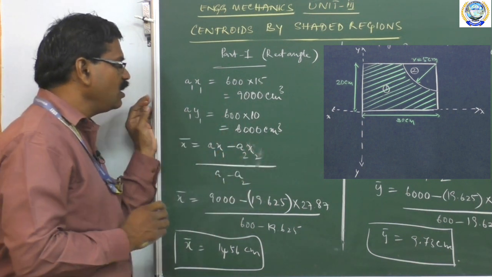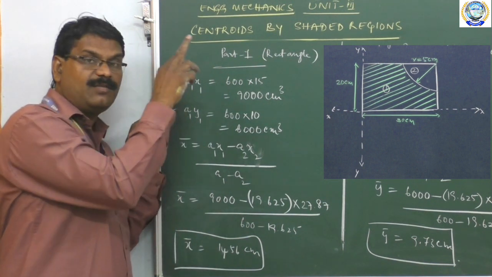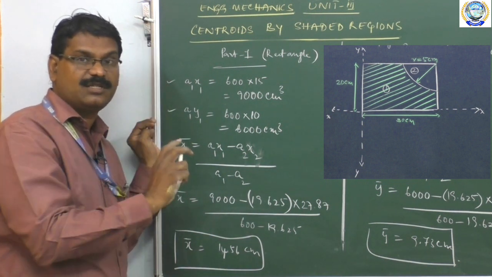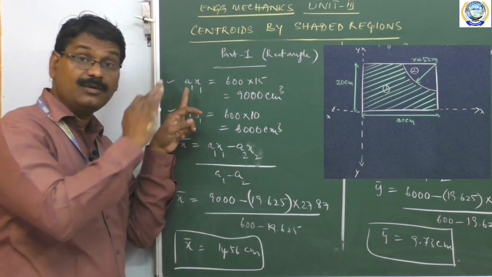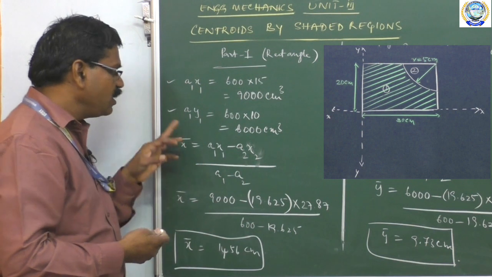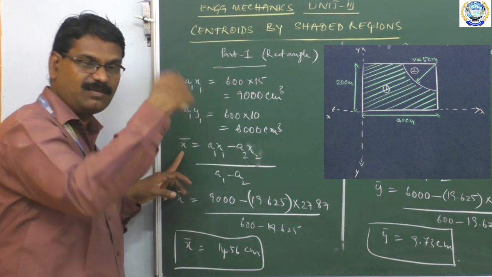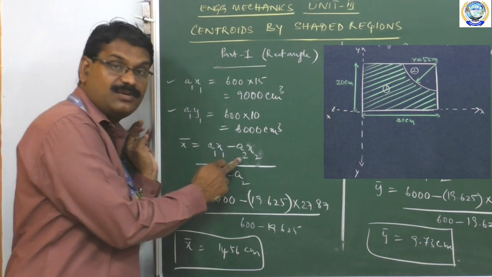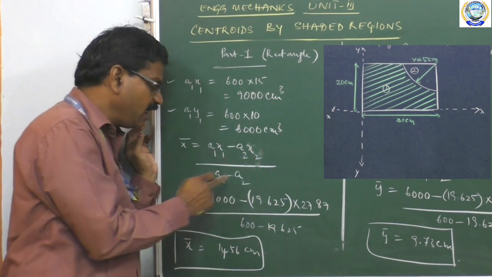Now, after finding A1 x1 and A1 y1, this A1 x1 belongs completely to the first portion, that is the shaded portion. In the rectangle, there were two portions, as we observed in the diagram. A1 y1 is the remaining portion, which is not shaded. Therefore, to find the x coordinate, I should subtract the not shaded region from the shaded region. You understood here? So this A1 x1 is completely the shaded region and A2 x2 is the not shaded region. Therefore, x bar is equal to A1 x1 minus A2 x2 by A1 minus A2.